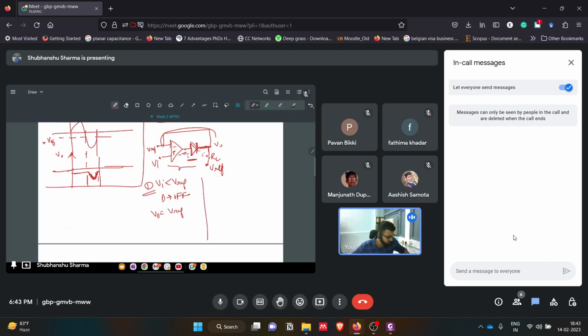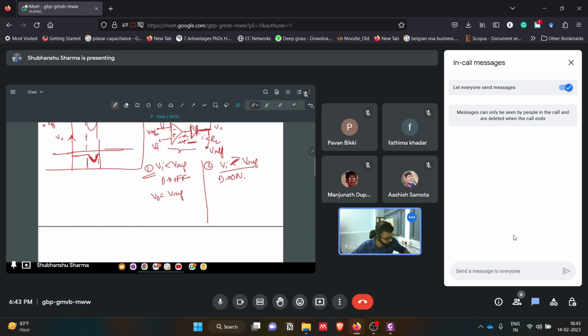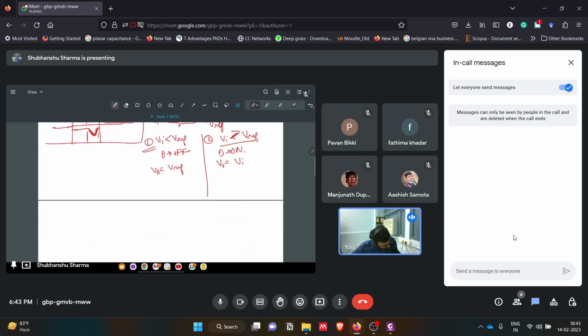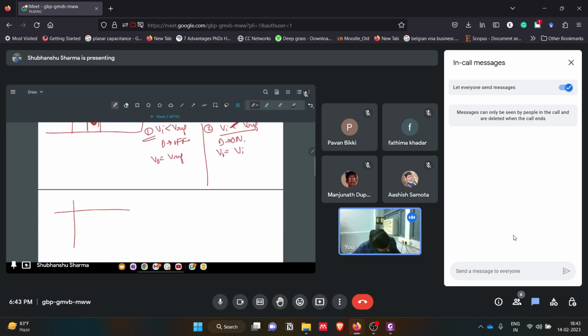Now the opposite is happening with respect to the positive clipper. When we have Vi greater than Vref, what will happen? Analyzing this, V input is greater than Vref, so this will be positive in that case, and the diode will be on. Then we will have V naught equal to V input, and it will act as a voltage follower. So how will the waveform look? We'll see.